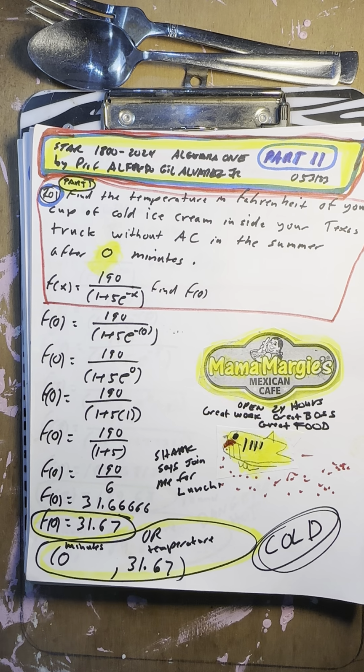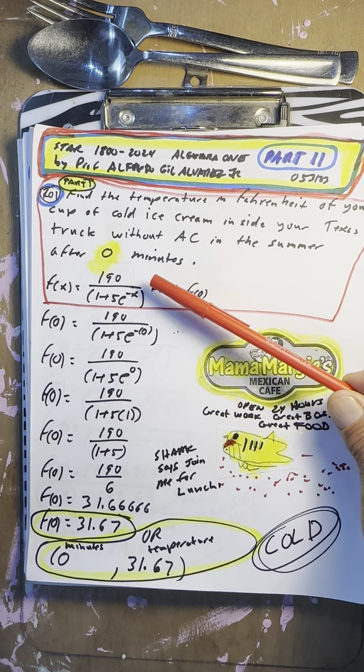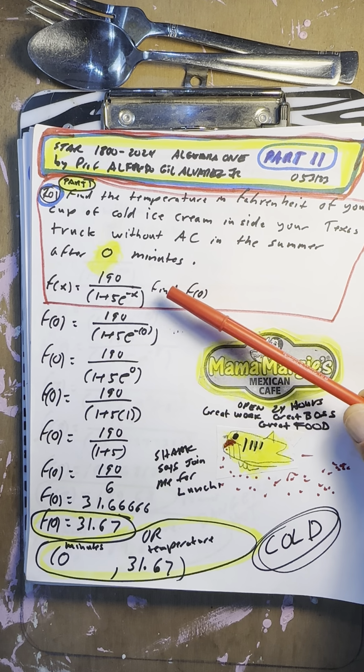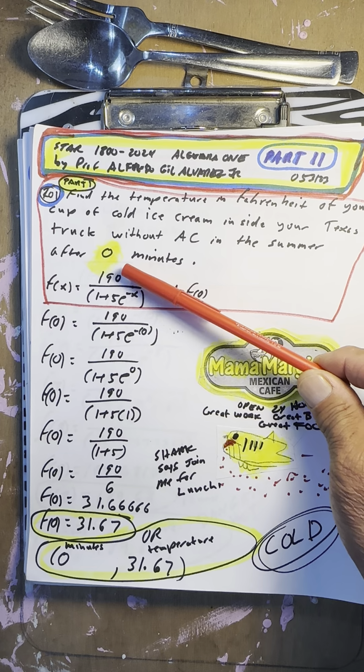So now, find the temperature in Fahrenheit of your cup of cold ice cream inside your Texas truck without AC in the summer after 0 minutes. So you get your cup of ice cream, there it is. So let's do this logistic function. This is a logistic function.